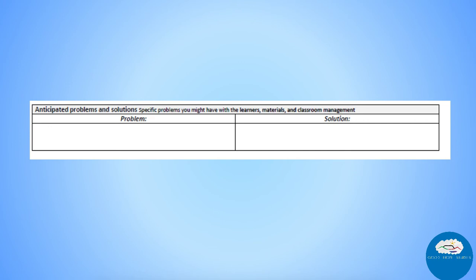Or maybe another problem would be that some students arrive late. So what are you going to do in that situation? You need to plan some solutions for potential problems.